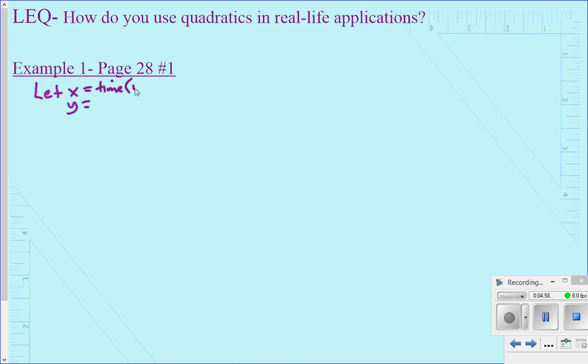And in the problem, it mentions that they're in minutes. Which means the distance depends on the time, so that's y. And the distance is in 1,000 miles, thousands of miles.